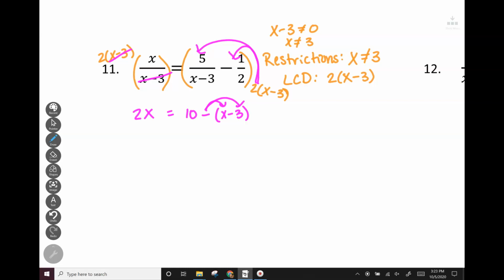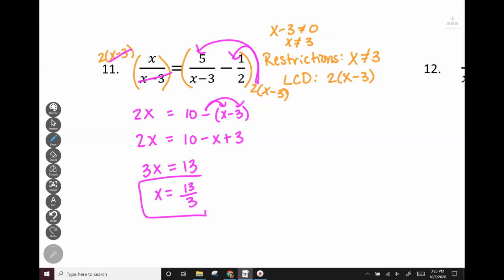All right, now let's solve this linear equation. 2x equals 10 minus x plus 3. Adding that x to the other side and combining like terms. So x equals 13 over 3, which is not one of my restrictions, so that is the solution.